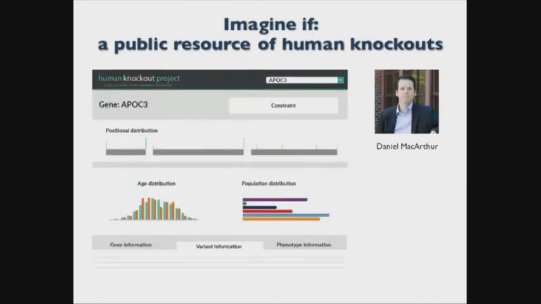Now imagine if there was a public resource of such human knockouts from around the world. This is work that Daniel MacArthur and David Van Heel and a couple of others are trying to put together.